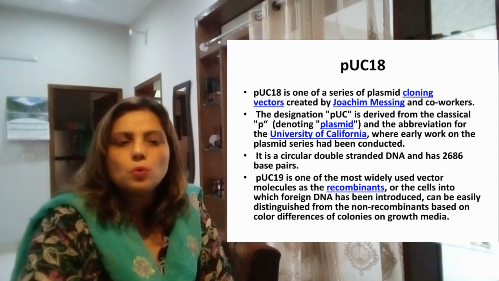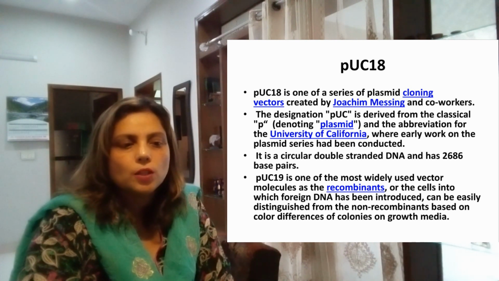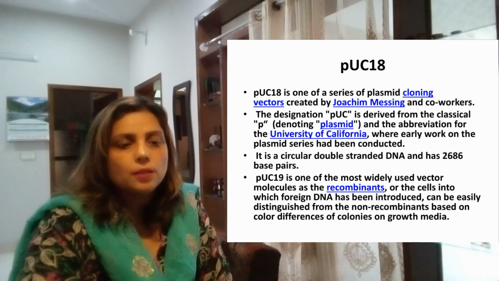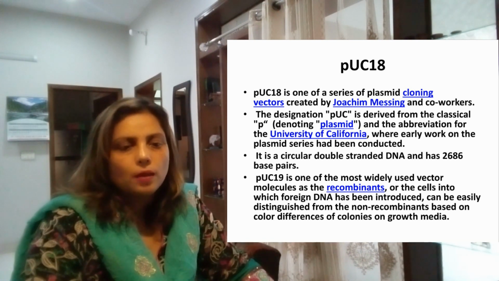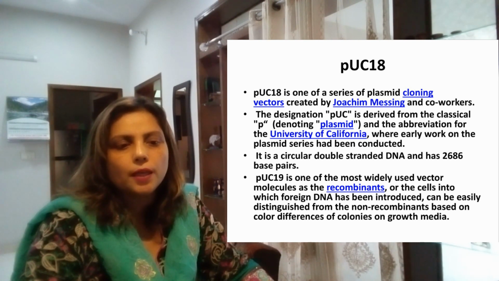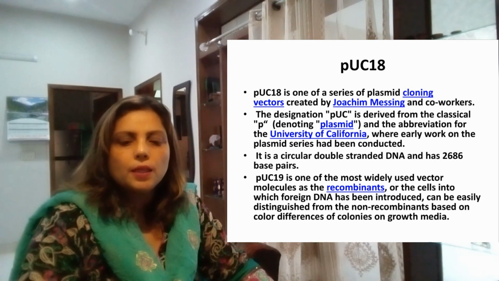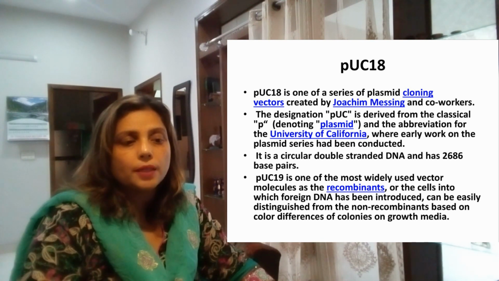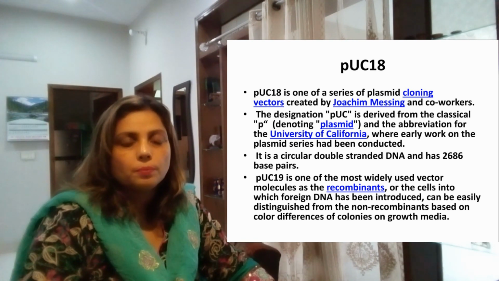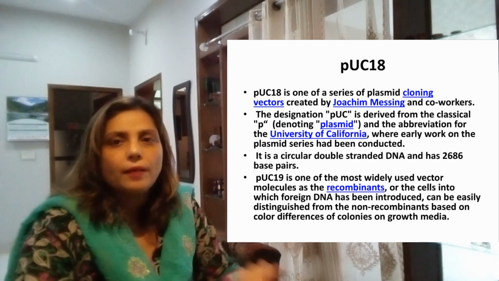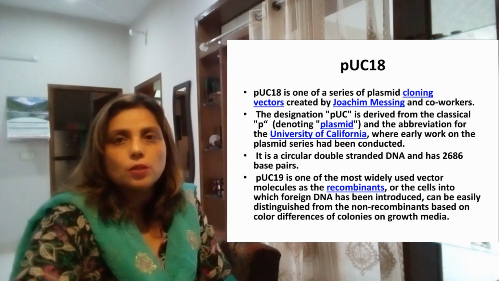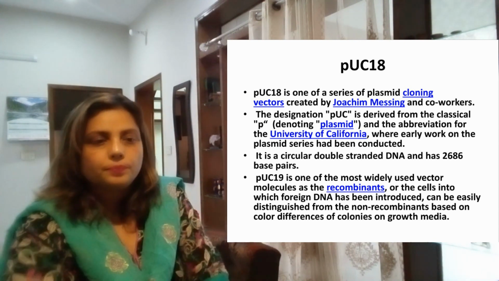pUC19 is one of the most widely used vectors, like pBR322, and these plasmids are widely used vector molecules for recombinants, the cells into which the foreign DNA has been introduced. It can be easily distinguished from the other recombinants based on the color differences of the colonies of bacteria. If we have this plasmid in the bacteria, then we can differentiate the colonies of the bacteria by color.